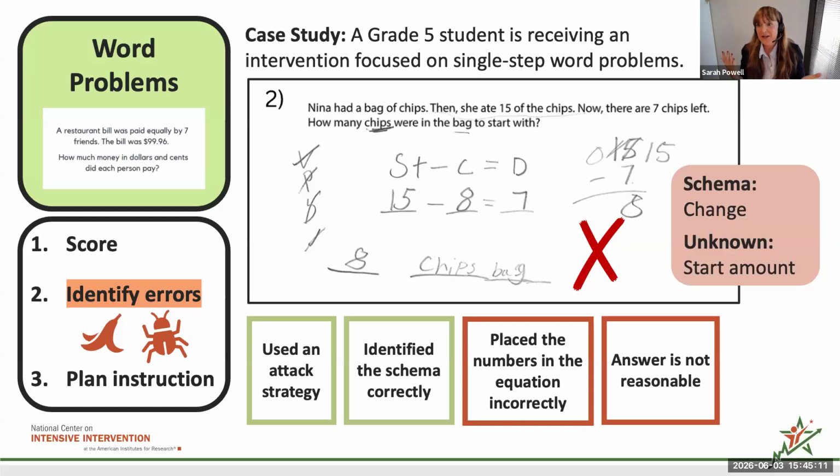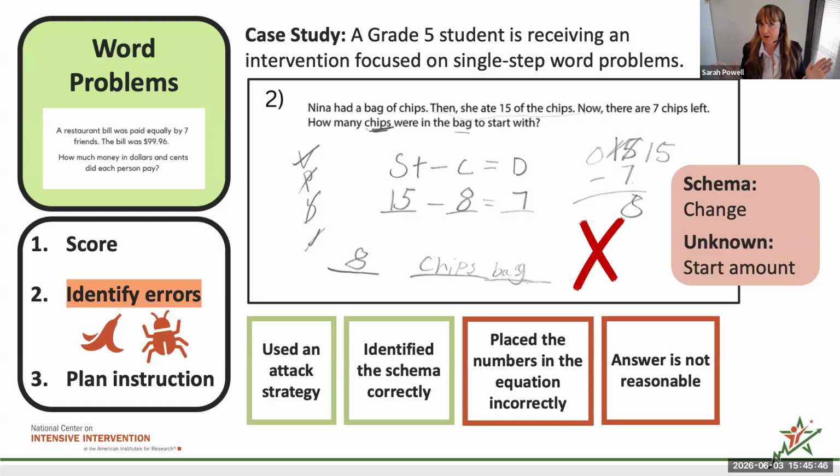Yeah, it's the largest number. It's the first number that they run across in the word problem. And often when we write and we fill in equations, we fill them in left to right. But one of the things we teach our students in our word problem intervention is that we don't have to fill in that equation left to right. Let's fill in the information as we determine it. So in this situation, 15 is actually the change, 7 is the end amount, and then they had to figure out how many there were at the start or how many we had at the beginning. And so they place the numbers in the equation incorrectly.